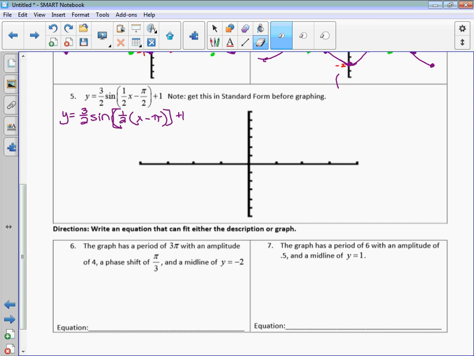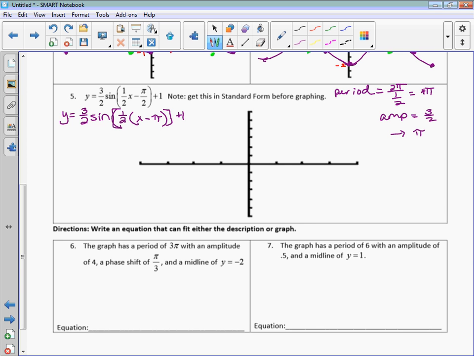What is the period of this one going to be equal to? Yes, because it's 2 pi over 1/2, which is 4 pi. So we've got new labels because of that. Our amplitude changes. Our amplitude is now 3/2 or 1.5. We are shifting to the right by pi, and we are shifting up 1.